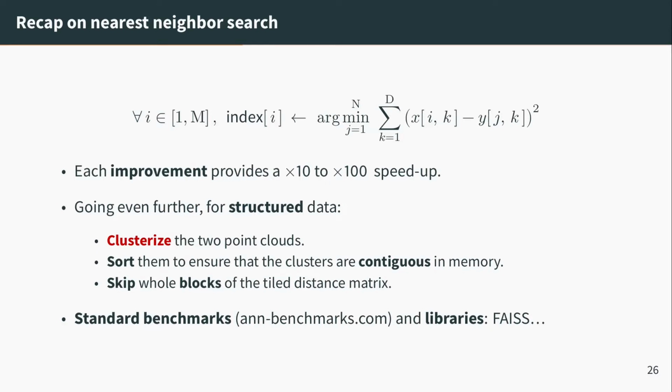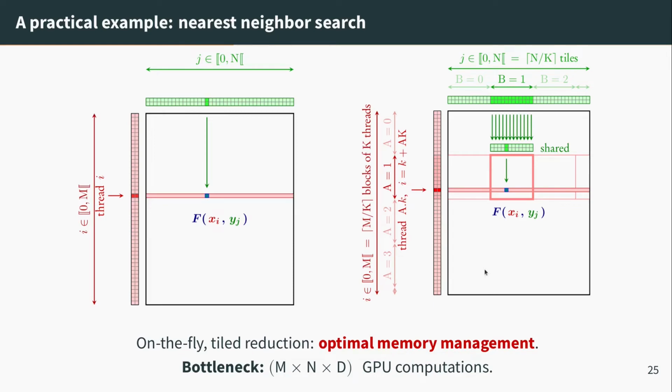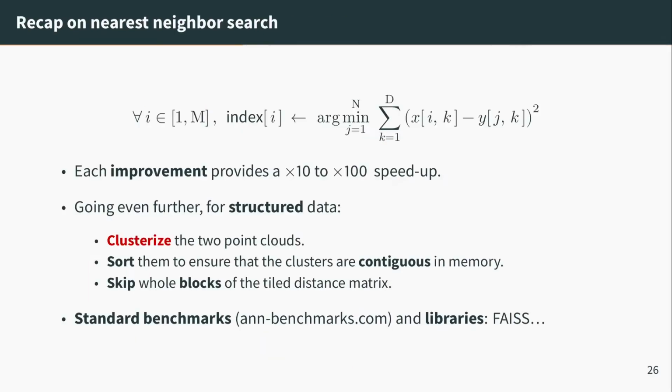And then once you have done that, it's possible to take this scheme and to skip whole blocks in the computation, basically because you say, okay, if the cluster centroids are too far away from each other, you know that you're not going to find good candidates by performing the pairwise computations. So this is more like a mathematical trick that relies on the structure of your data.